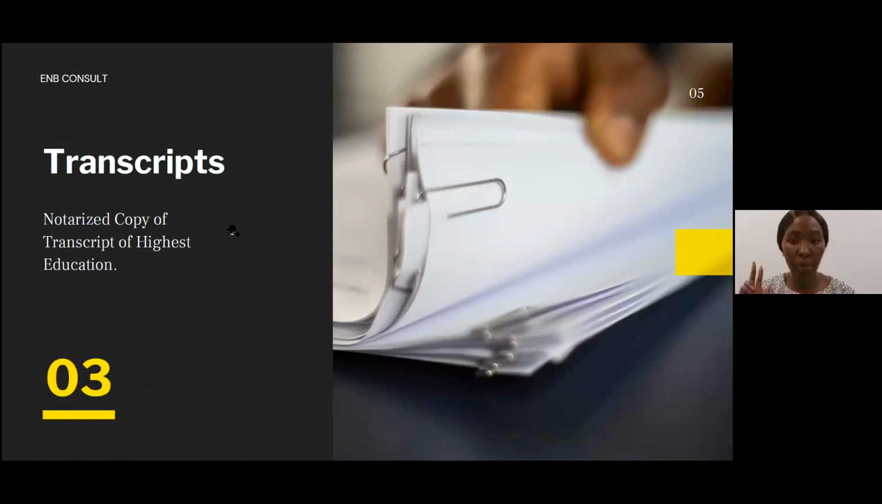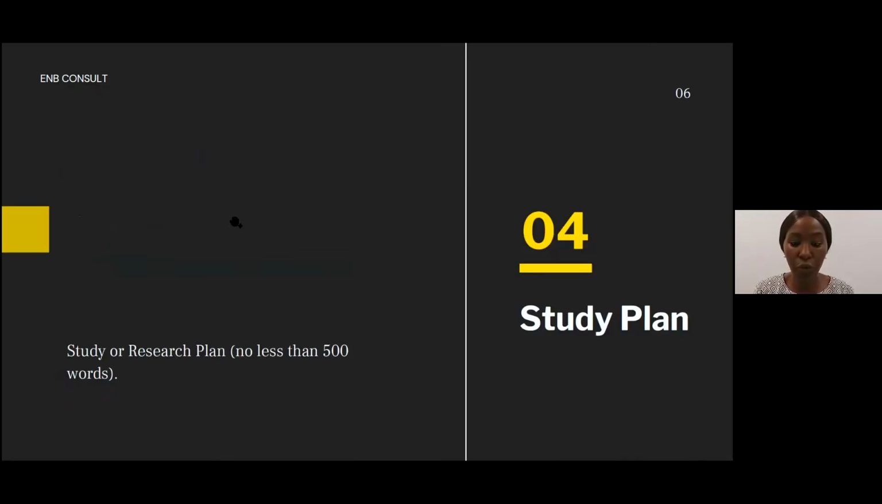So already we have mentioned 3 documents. The first document is your application form, which we are in the process of filling. And in the process of filling, you need to upload some documents. The second document is your certificate, and the third document is your transcript. The certificate and the transcript should be notarized by the lawyer. The fourth document is your study plan. For the study plan, if you're doing undergraduate, we will discuss that in a few minutes.